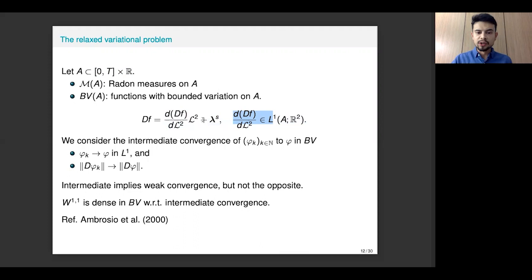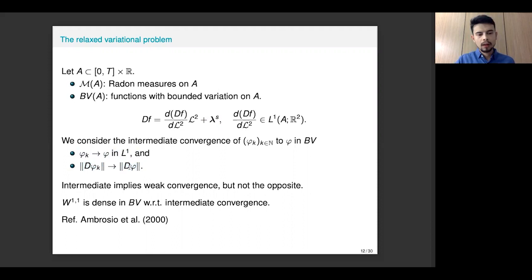So here you see what is the issue with the functions of bounded variation. Why are they not all in L1? Well, because they may have this additional term that is the singular part. We switch to another notion of convergence, which is the intermediate convergence, and is well suited to work with functions in BV. And it says that a sequence is going to converge in BV if you have convergence in L1 and convergence of the total variation.